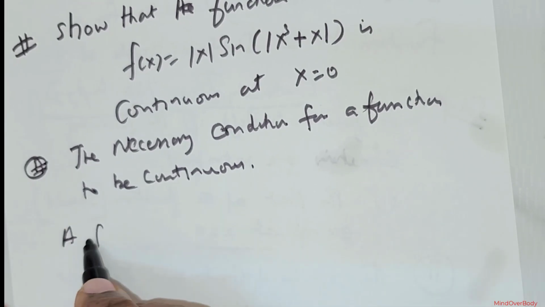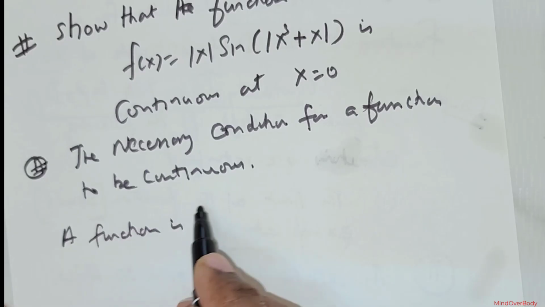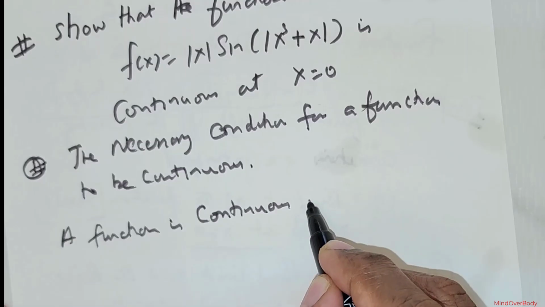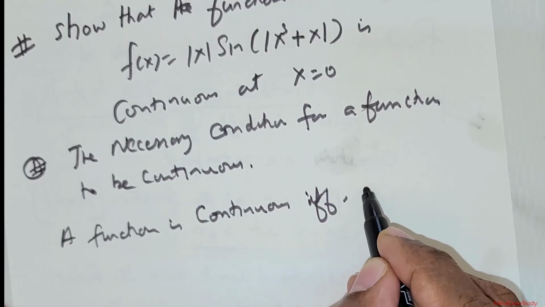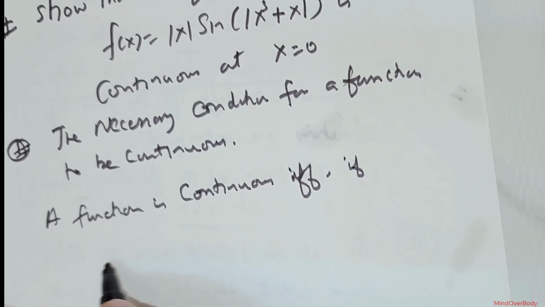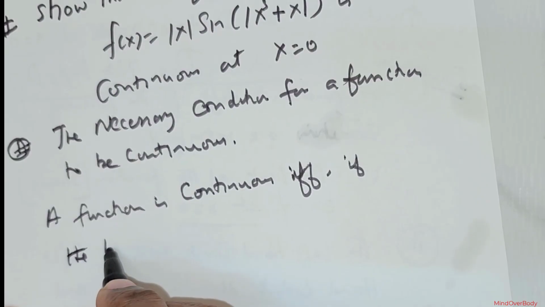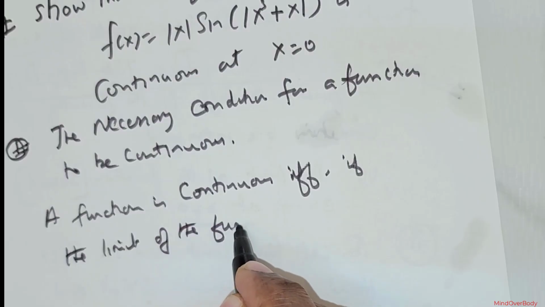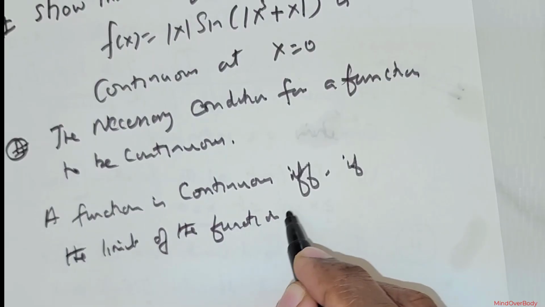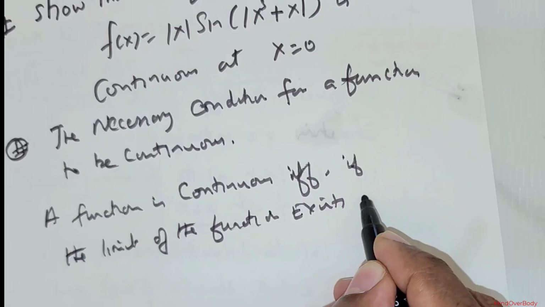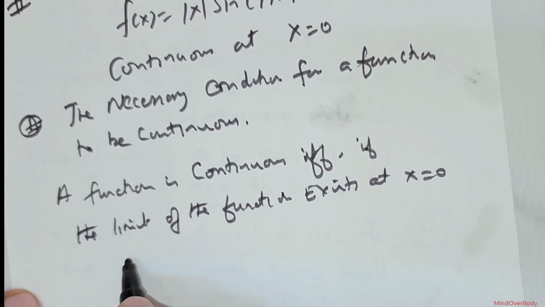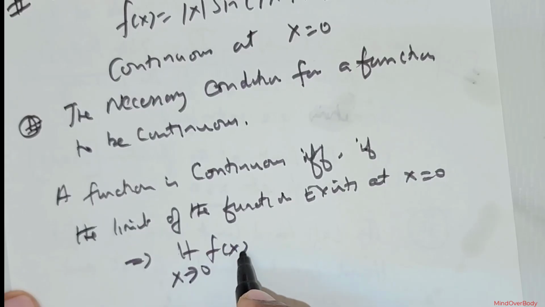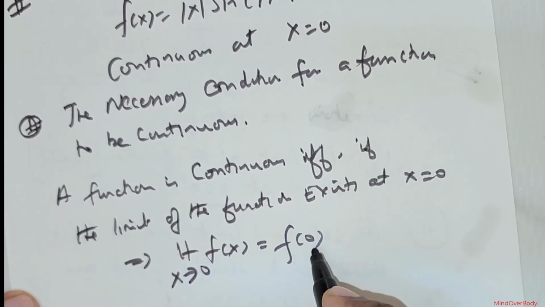Now this is a statement: the function is continuous if and only if the limit of the function exists at x is equal to 0. So what does it mean? This means limit x tending to 0 of f of x should be equal to f of 0.